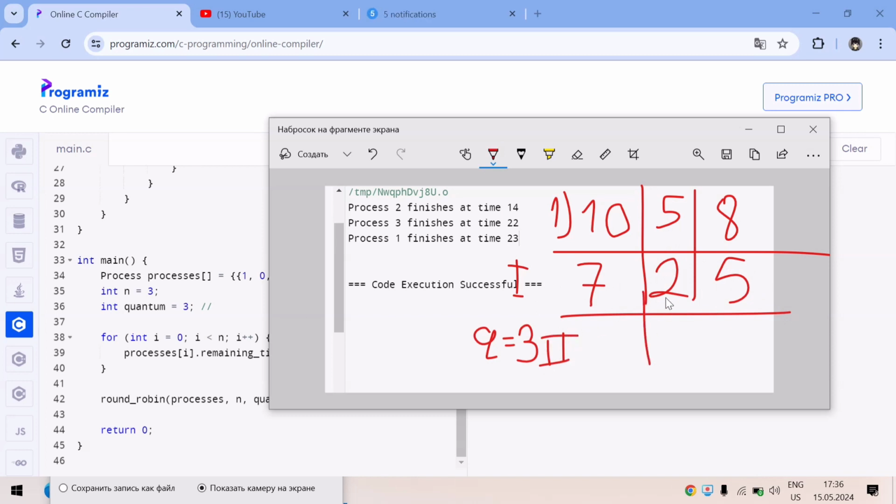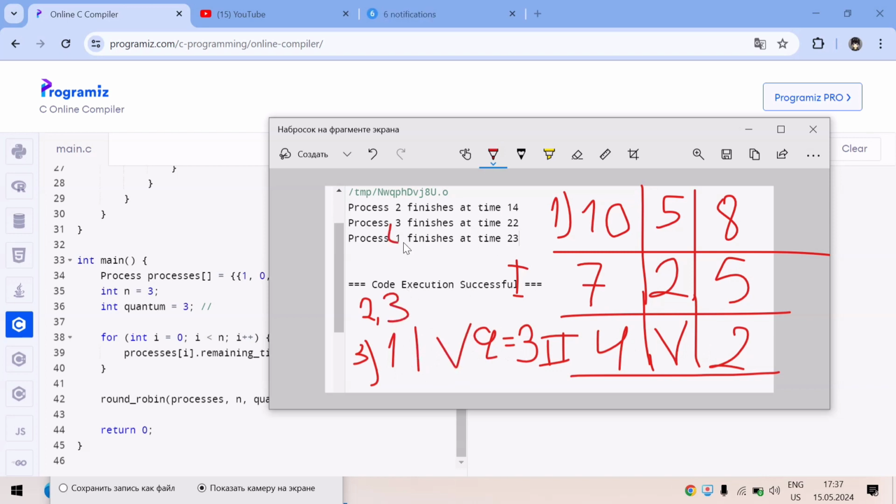Then second round, 2 minus 3 is minus 1, so it means we already completed this process. So let's note it as completed. 5 minus 3 is 2, 7 minus 3 is 4. This means we have completed the second process. Let's write it in our stack. Then in this third round, we have 2 processes, first and third. 4 minus 3 is 1, 2 minus 3 is minus 1, so it means we completed the third process.